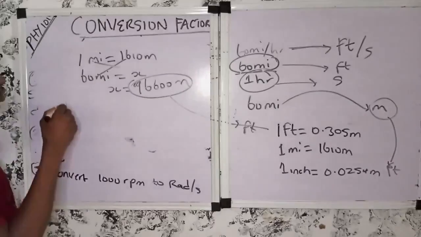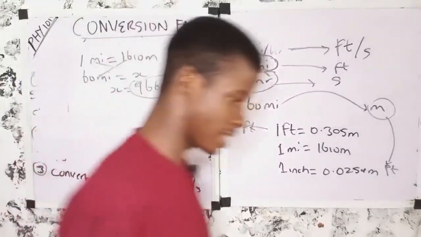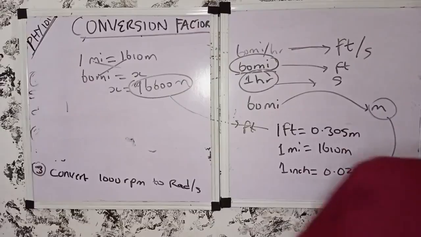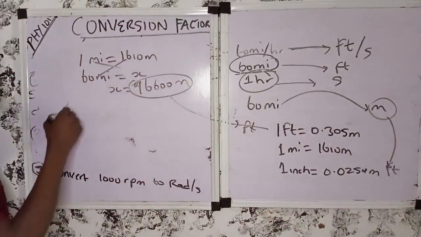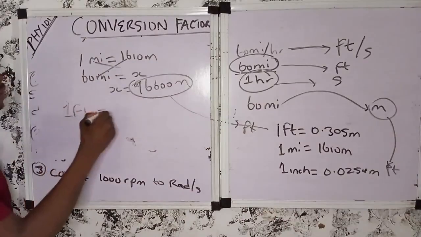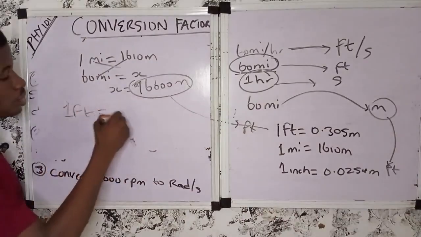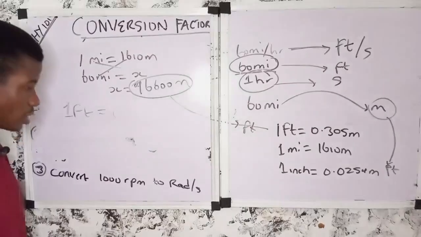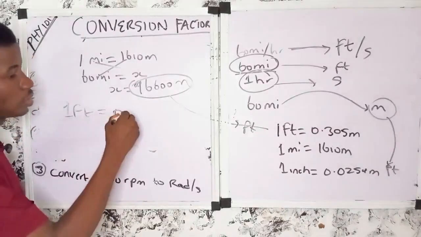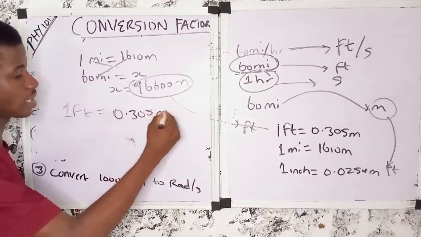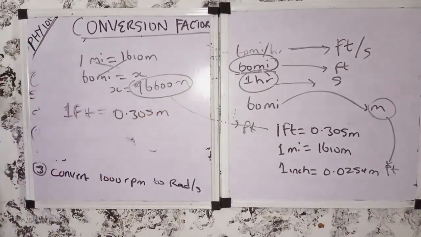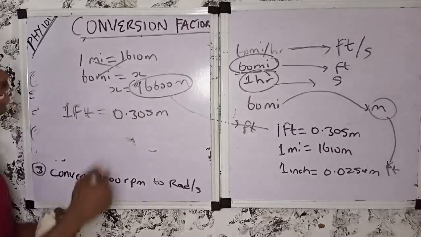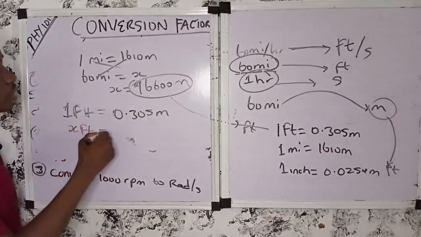We all know that 1 foot. We know that 1 foot is equal to what? Equal to 0.305 meter, right? 1 foot is equal to 0.305 meter. Then our next foot will be equal to what?